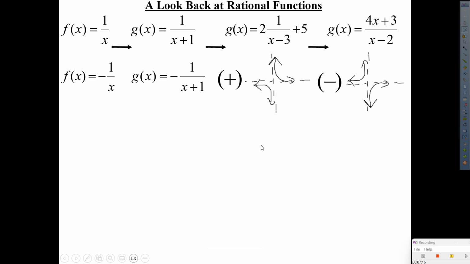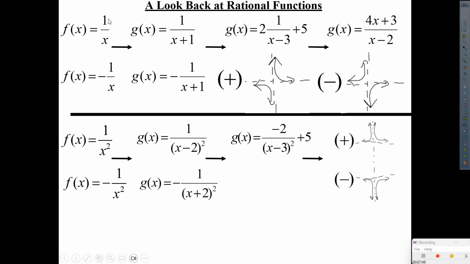Yeah? From there, we went to these. Very similar, but now with square on the denominator. So if you follow this one with a 1 on the numerator, same thing. We just do transformations using the h and k. And this one, the -2 goes up front, and so on and so forth.